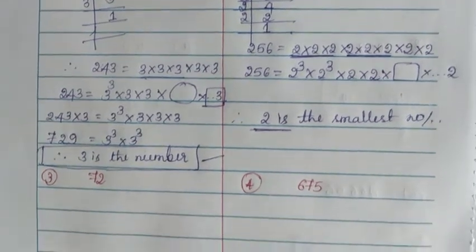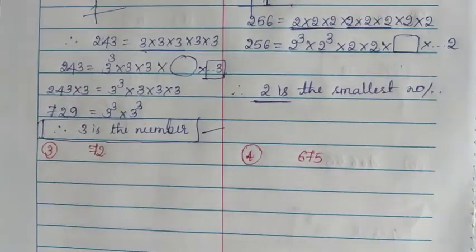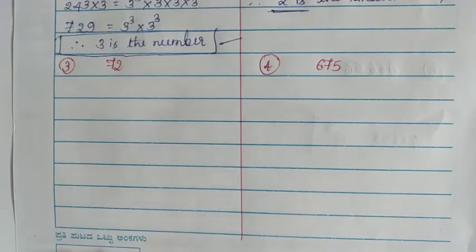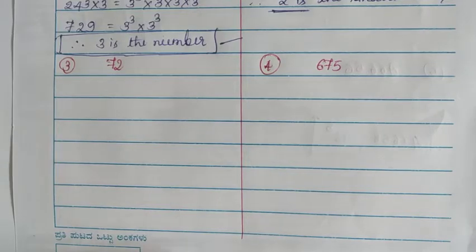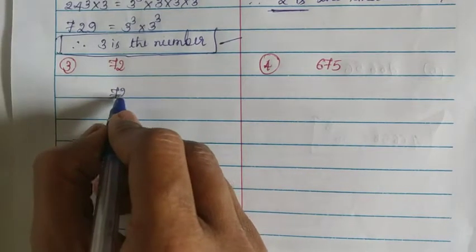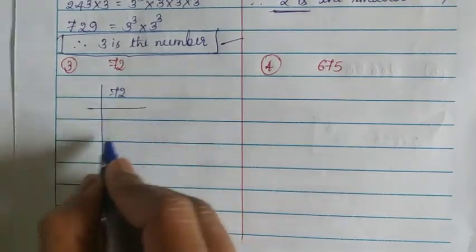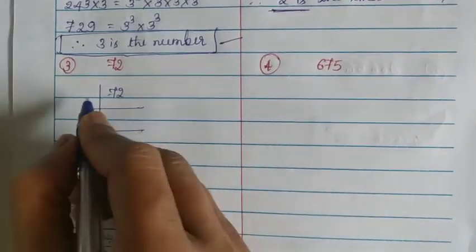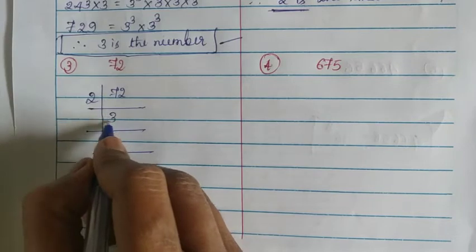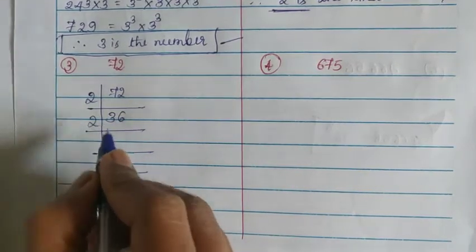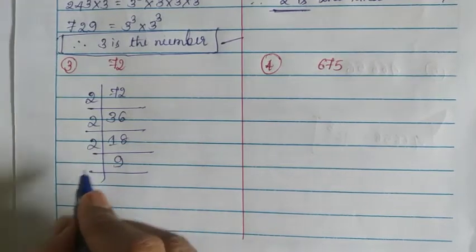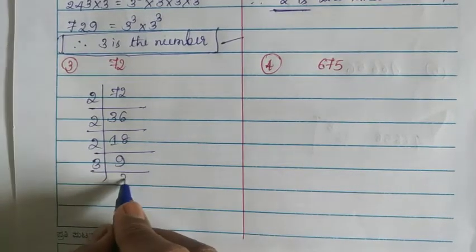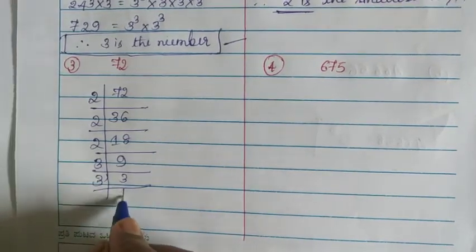Okay children. Now let us come to the third problem. Yes, see here what is given in the third problem. Yes, 72. 72 is introduced in the prime factor method. Now start with 2. 2 3s are 6, 2 6s are 12. 2 1s are 2, 2 8s are 16. 2 9s are 18. Now start with 3. 3 3s are 9. 3 1s are 3.